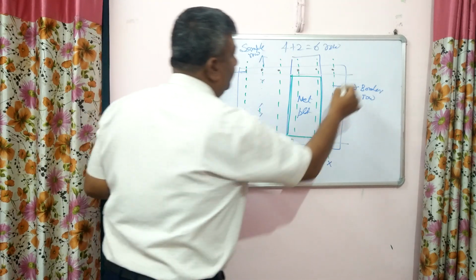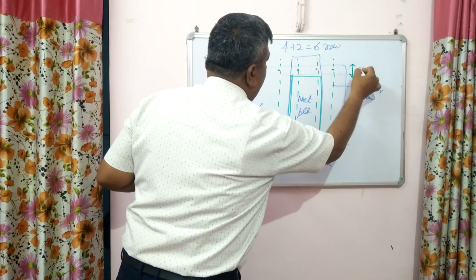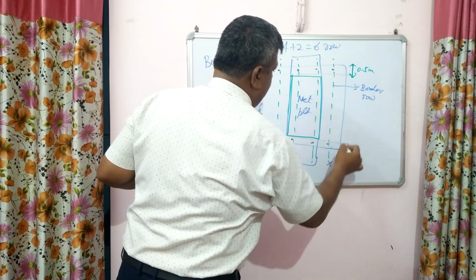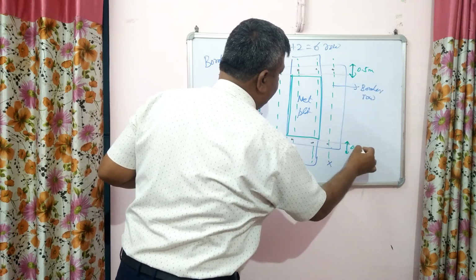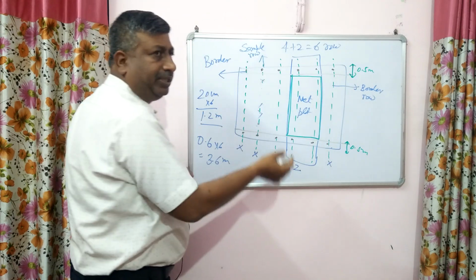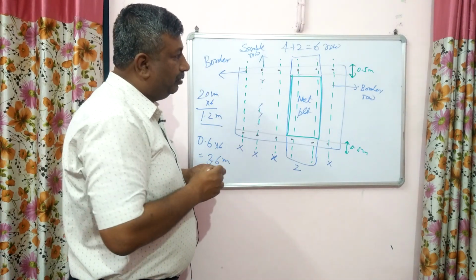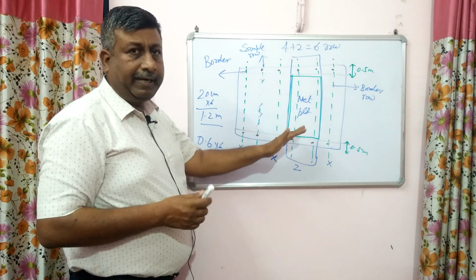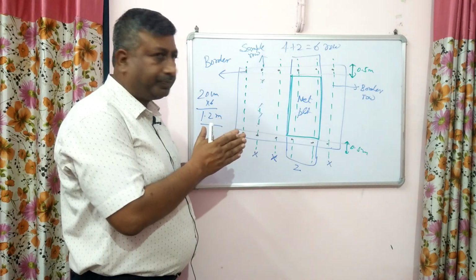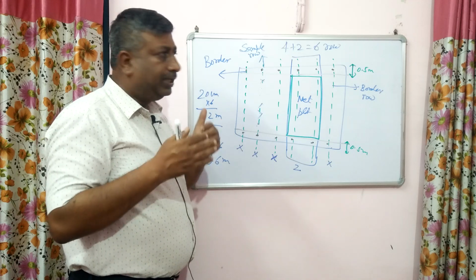That's why we remove the area about 0.5 meter here and 0.5 meter here, and maybe remove 1 meter from both sides. So this is the net plot area. Net plot area is the area from which we calculate the yield.